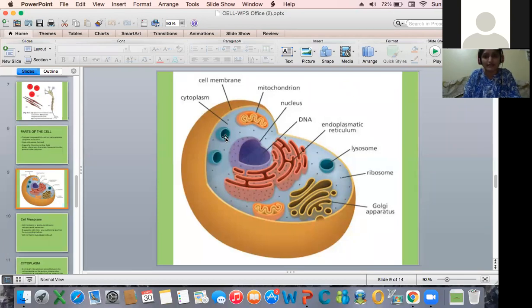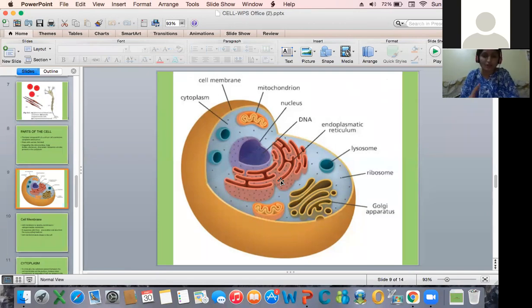You can see the lysosomes. These are all the lysosomes. You can see the Golgi apparatus. You can see the mitochondria. This is the endoplasmic reticulum. These are the various organelles which are embedded in the cytoplasm.